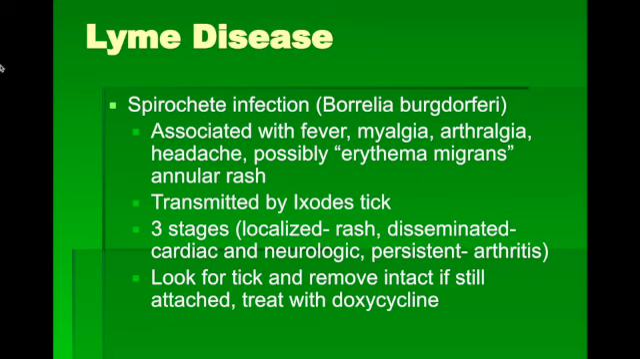It typically will progress through three stages if it's not caught early. So you have a localized form, a disseminated form, and a persistent form. So it can actually affect the heart, the nerves, and it can eventually affect the joints and cause arthritis. So we're going to be doing a good skin exam, making sure to assess for this possible rash, and then looking for a tick and seeing if you can remove it if it's still attached, making sure to get the whole thing intact, and then treating with doxycycline typically.